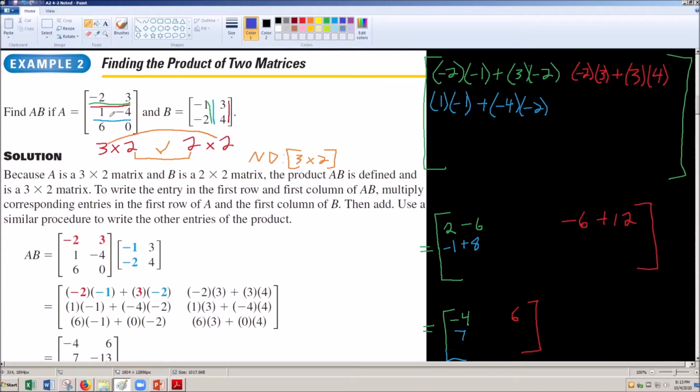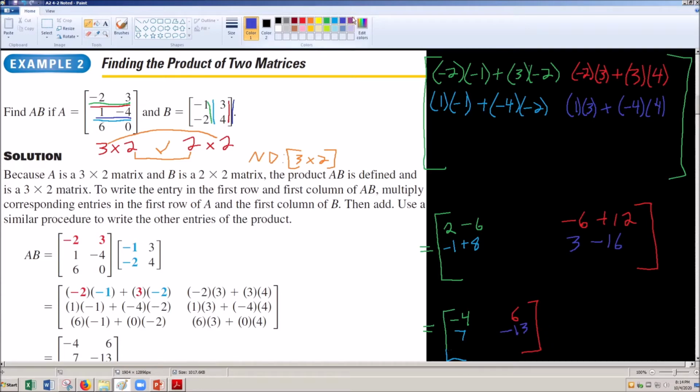Next one here is going to be in purple. So I'm going to do my row two, second column. So now I've got 1 and 3, plus now I've got my -4 and 4. So 1 times 3 gives me 3, plus now I've got a -16, so I'm going to say minus 16 gives me a -13.